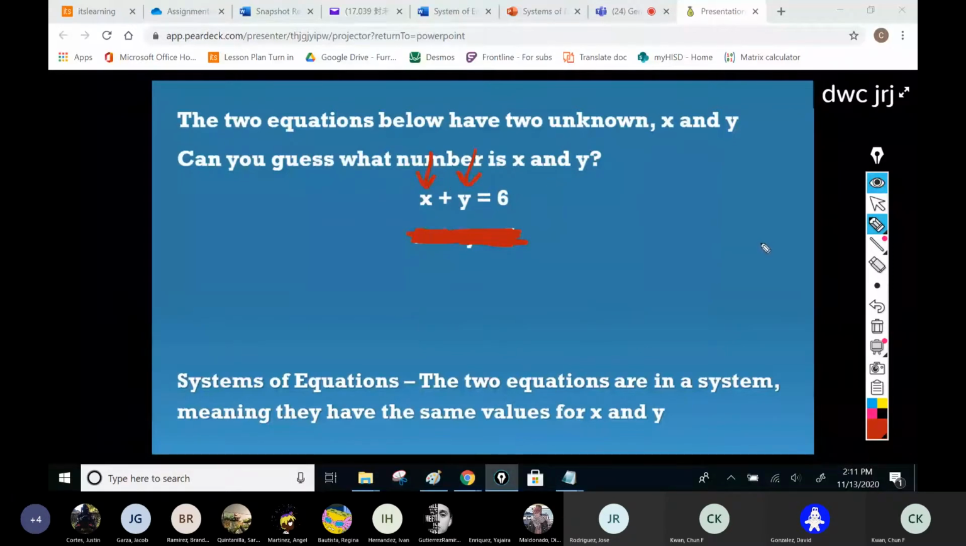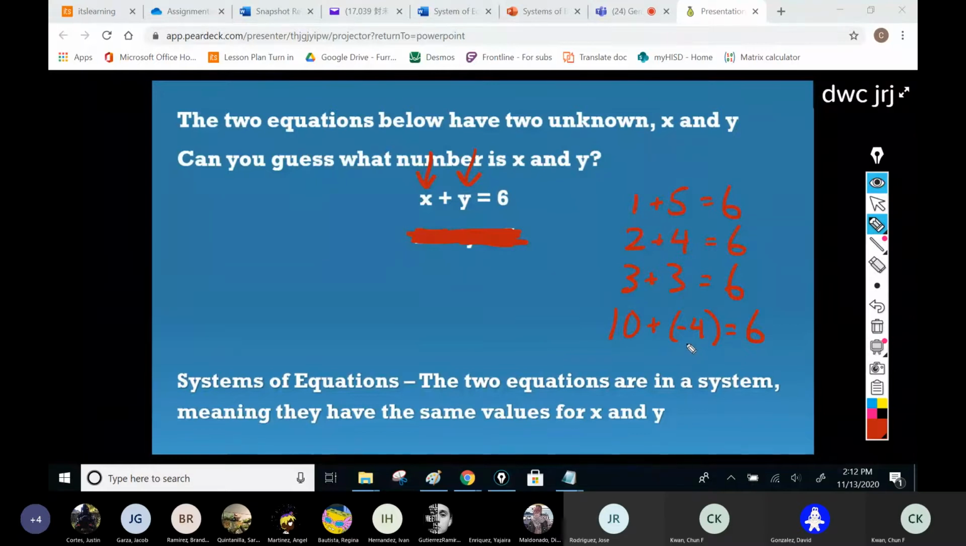We have a lot of possible answers. Can we do 1 plus 5? It'll work. So x could be 1, y could be 5. Can we do 2 plus 4? It will also work. x could be 2, y could be 4. What about 3 plus 3? It also works. How about we go a little weird? How about 10 plus negative 4? That will also work. So x could be 10, y could be negative 4.